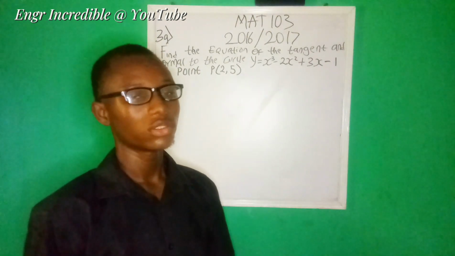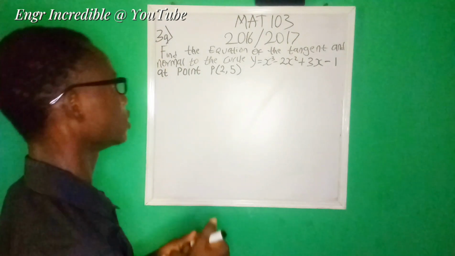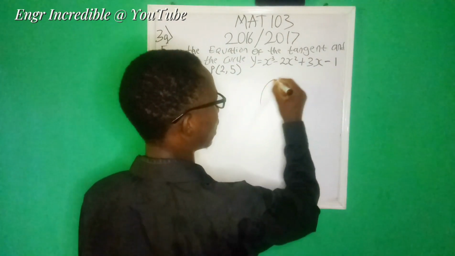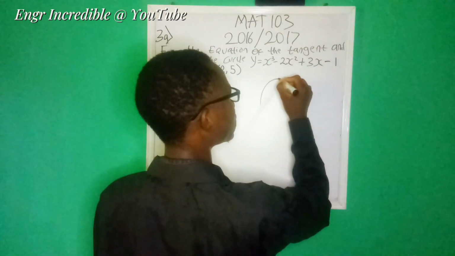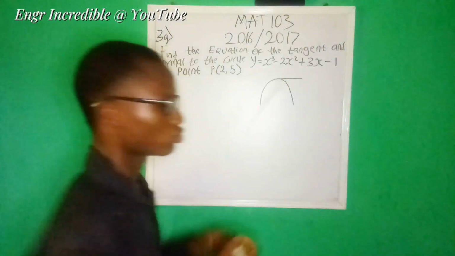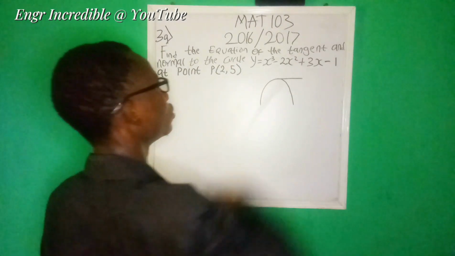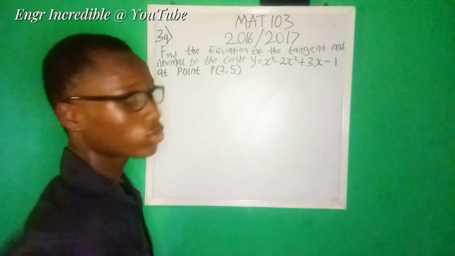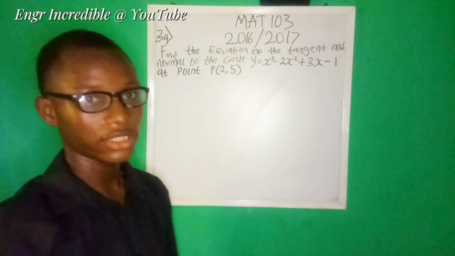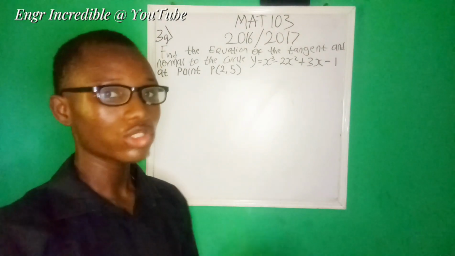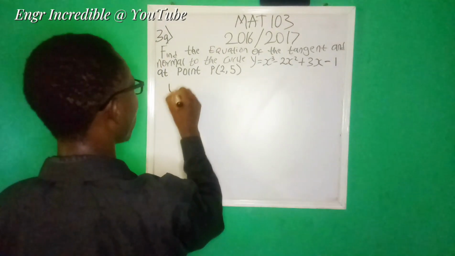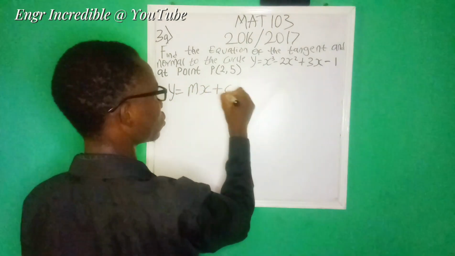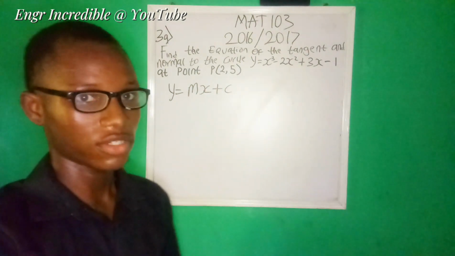They ask us to find the normal to the curve. That is to say, if this curve is something like this, they are asking us to find the straight line that is normal to the curve. That is what they mean. So for us to find the equation of the normal to the curve, the equation of a straight line is what we are using. So the equation of a straight line is y is equal to mx plus c.